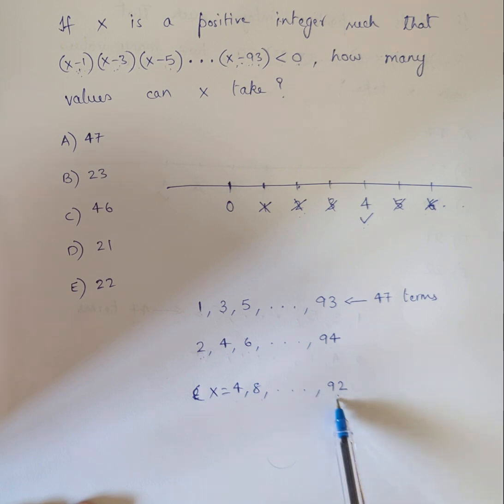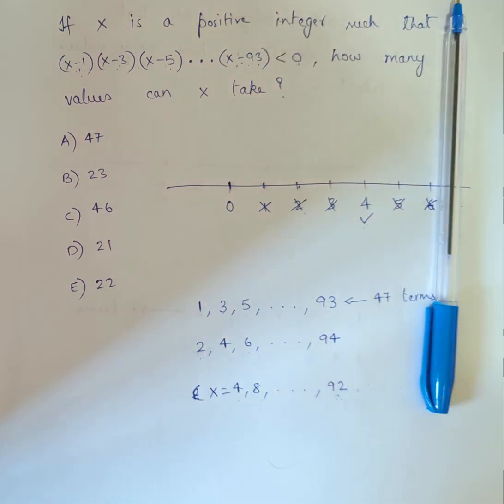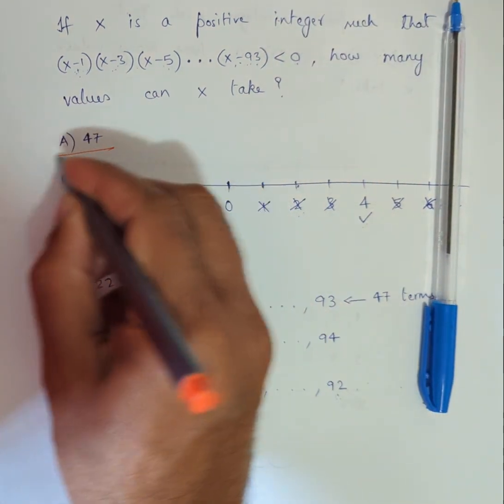And how many values are these? These are going to be 23. And how do I know that? Well, if you add two more after 92, you would have 96 and then 100. And if you start at 4 and go up to 100, you would have 25 numbers, but we are stopping at 92, which means we will have 23 numbers. So that's our answer.